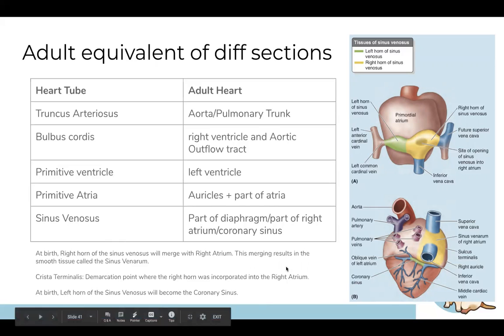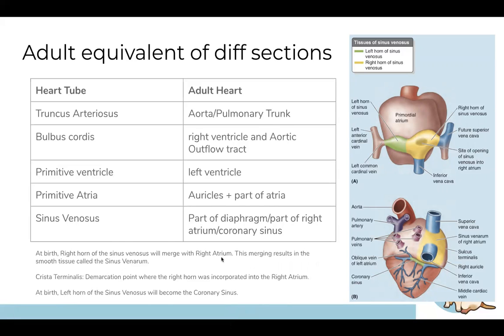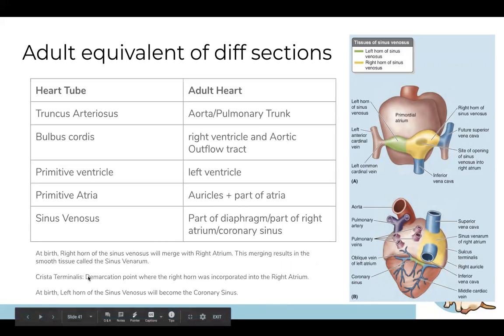This is the explanation of why the sinus venosus is kind of weird. Basically, the sinus venosus merges with the right atrium. That creates your smooth tissue, and then you have your crista terminalis, that ridgy bit. That is where part of your sinus venosus was incorporated into the right atrium, which is why it's a lump. And then the left horn of the sinus venosus becomes the coronary sinus. So that's what that means.